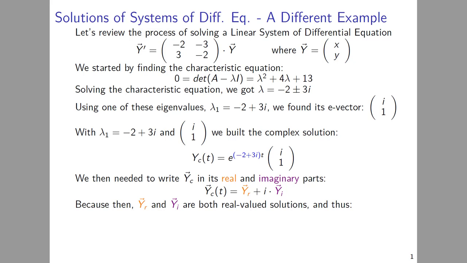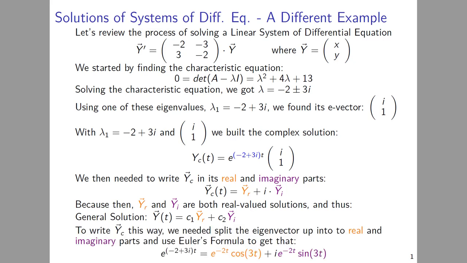Because then we had a theorem that said yr and yi will both be real valued solutions to the original differential equation. And thus, with these two distinct solutions, we will be able to build a general solution y of t equals c1 times yr plus c2 times yi. So the crux of what we needed to do was to write our complex solution yc in terms of its real and imaginary parts, yr plus i times yi.